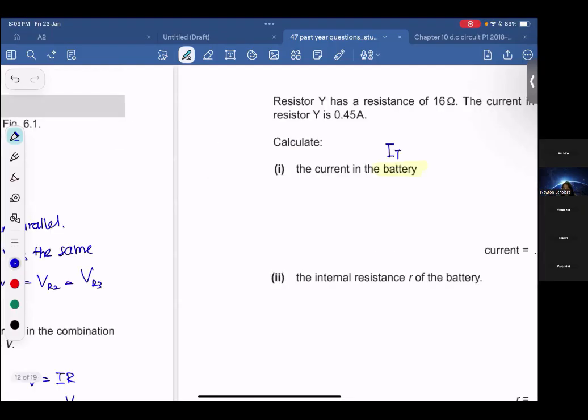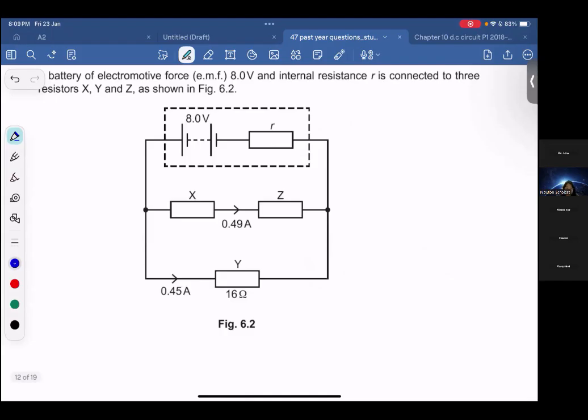So can you please tell me what is the current in the battery? Vashini correct. Fawa correct. Based on the diagram, very easy, right? Total current is actually 0.49 plus 0.45, Kirchhoff's law. Wesley, yes, correct. You need capital letter A. So this one is easy, right?